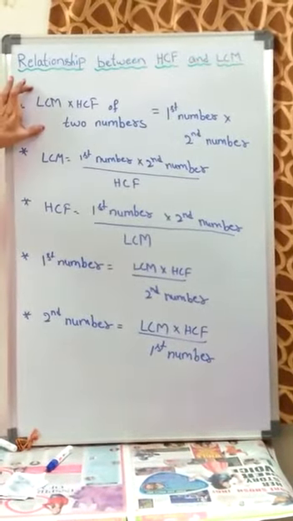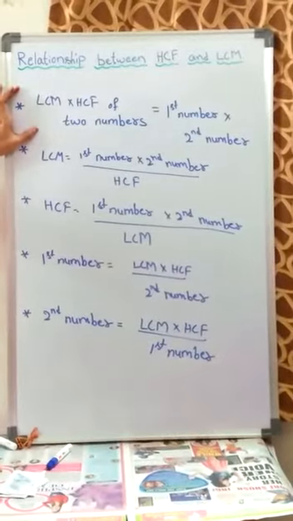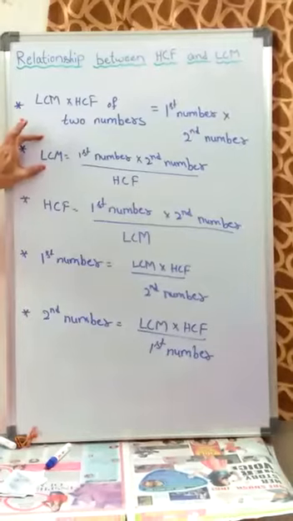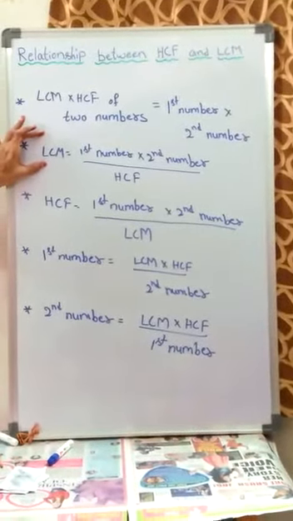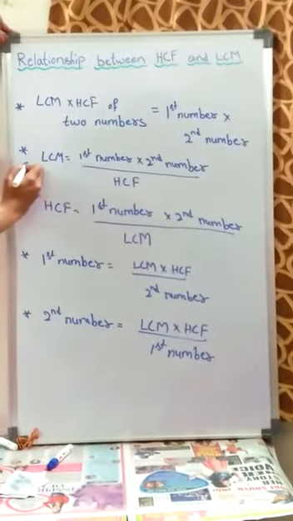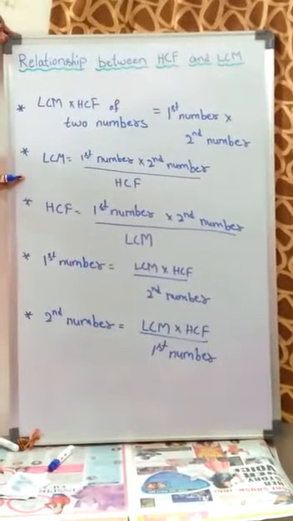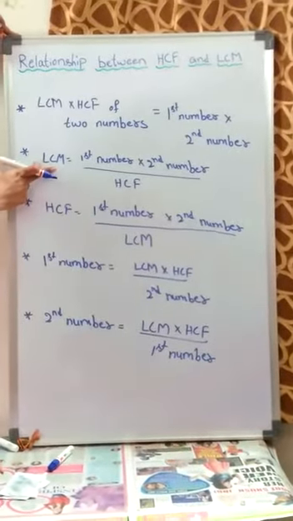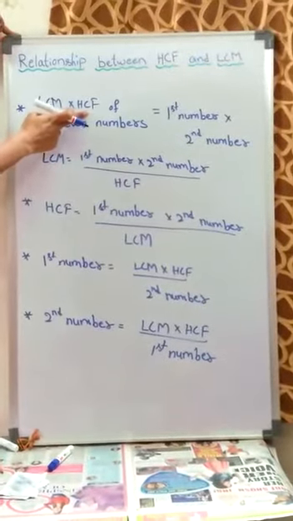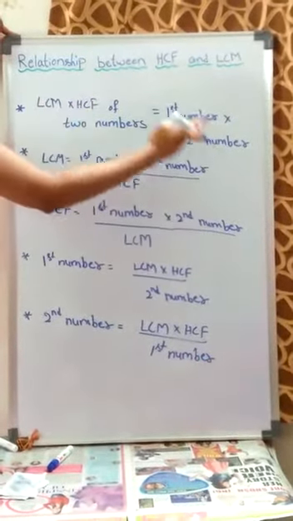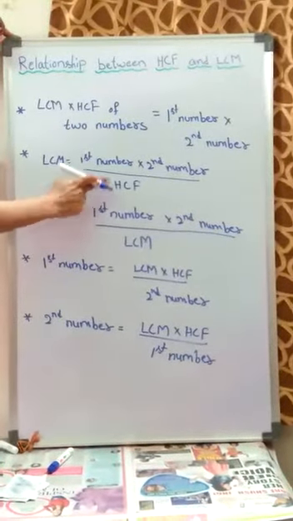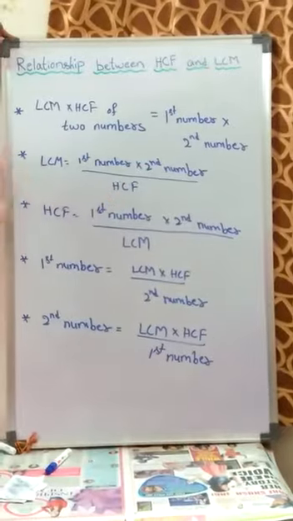By using the same thing, if in questions they ask you to find only the LCM, by giving you the rest of the values, then this is the formula that must be used. So LCM is equal to, taking this HCF to the other side, which becomes division, first number into second number divided by HCF.